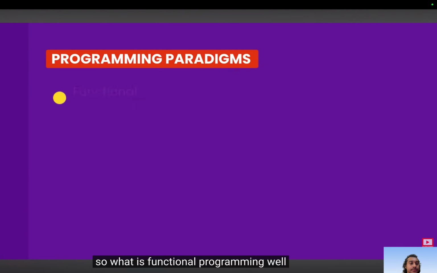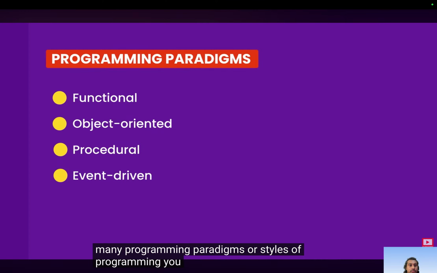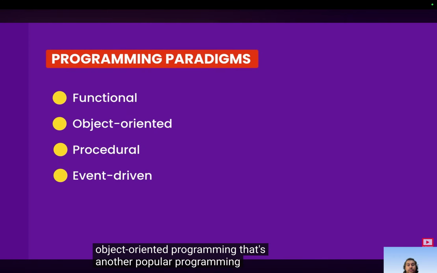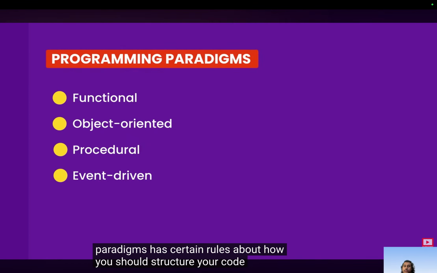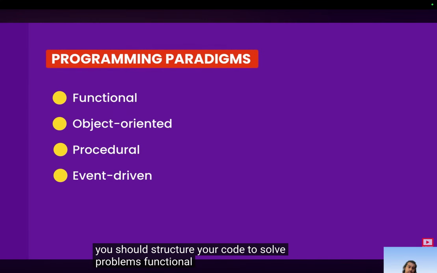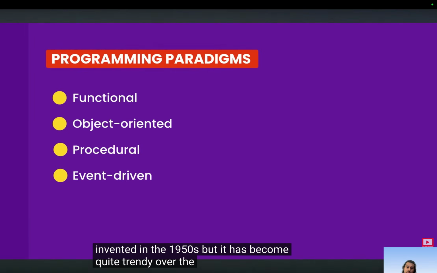Well, functional programming is one of the many programming paradigms or styles of programming. You have probably heard of object-oriented programming. That's another popular programming paradigm or style of programming. Each of these paradigms has certain rules about how you should structure your code to solve problems. Functional programming was invented in the 1950s, but it has become quite trendy over the past few years.